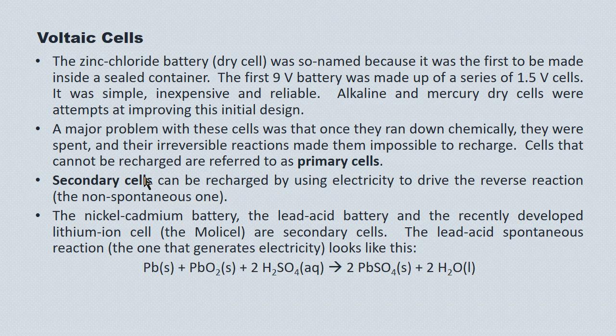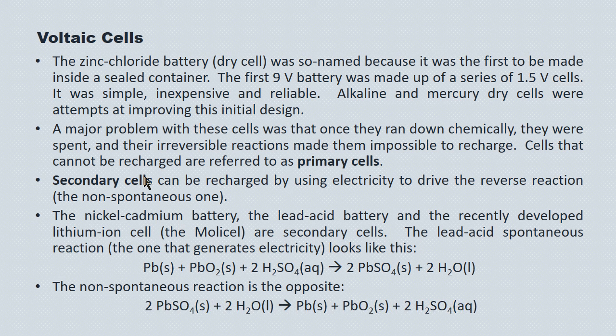The reaction for the lead-acid spontaneous reaction is this one. So when it's running your car, it's operating as a battery like this. When the alternator is charging the battery, it's running in the exact opposite direction. So the alternator is sending a current back through the battery in the opposite direction to the spontaneous flow of electrons, and it's returning the battery to its initial position, to its reactants.